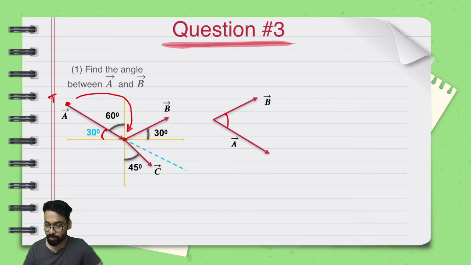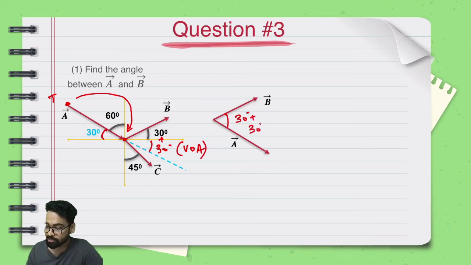Now if I play a little bit of mathematics, if I take this as 30 degrees, thanks to vertically opposite angles, I can say this 30 plus 30 would be what I should get as my answer, and my answer turns out to be 60 degrees, right? If you see 30 plus 30. Now there could be another angle asked.